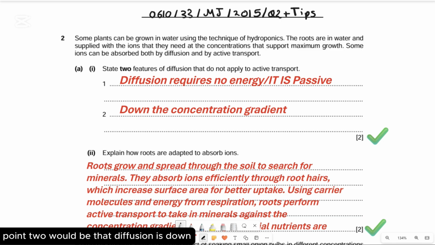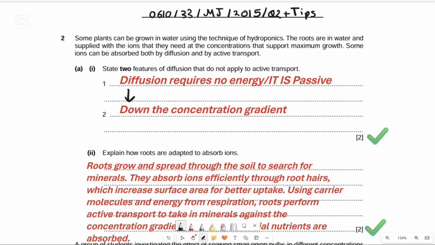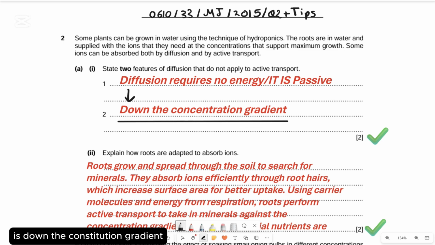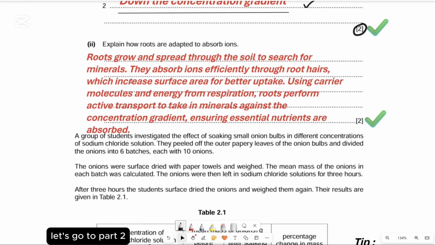So point 2 would be that diffusion is down the concentration gradient. And active transport is up the concentration gradient, but the better way to write it would just be diffusion is down the concentration gradient. So this will give you 1 mark, this will give you 1 mark, and you'll get 2 marks, and we're happy with that. Let's go to part 2.